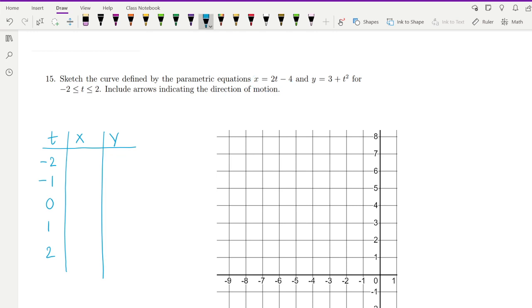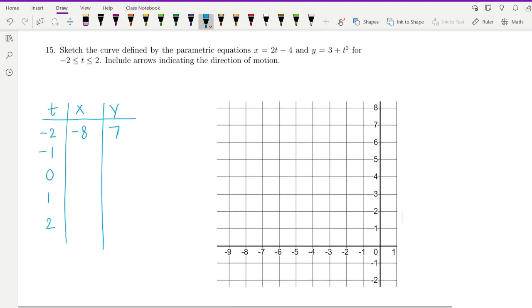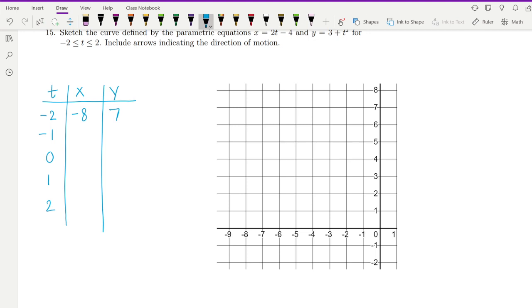Okay, so for example, when t is negative 2, if we plug that into this equation for x, we'd have 2 times negative 2 minus 4. And so 2 times negative 2 is negative 4, minus 4 is negative 8. And then if we plug in negative 2 to this one, we'd have 3 plus negative 2 squared. So that is 3 plus 4, so that's 7. And so that tells us that our graph is going to contain the point negative 8, 7. So I'm going to go ahead and plot that.